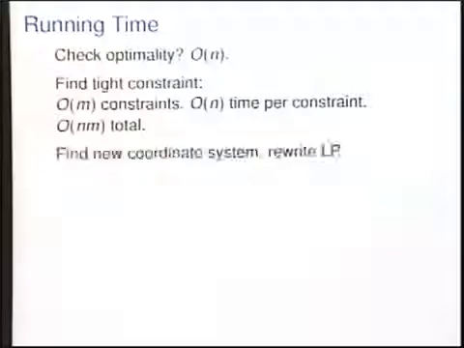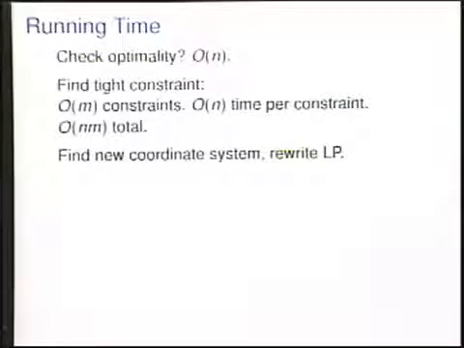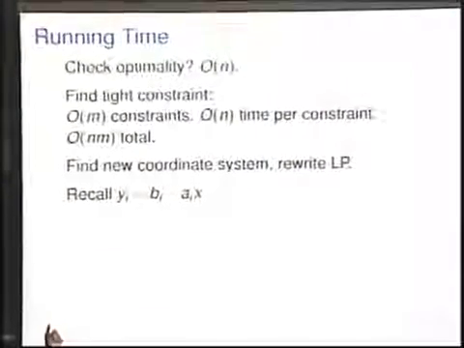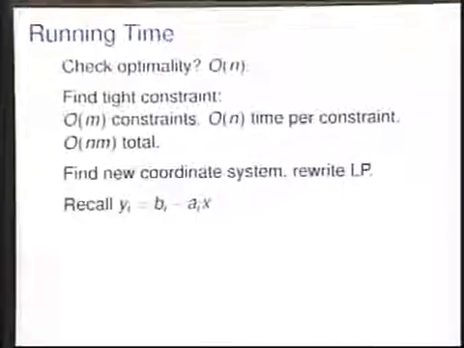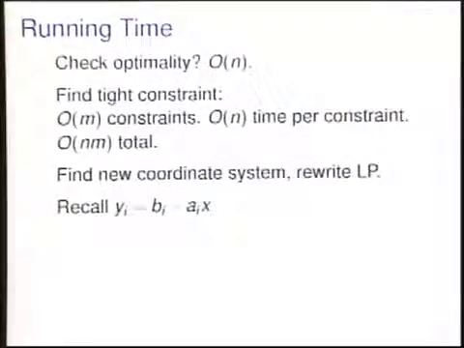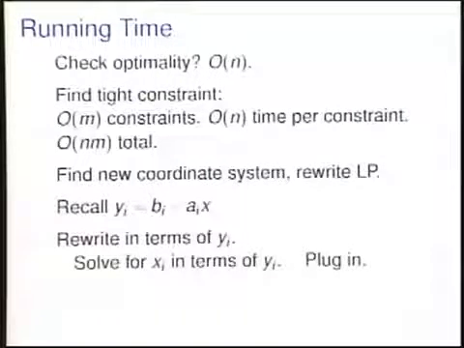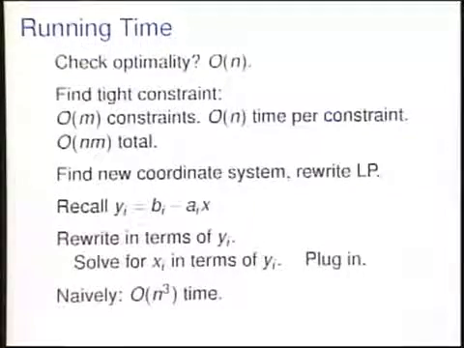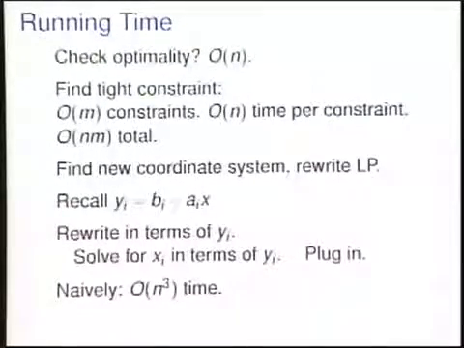Okay. So now finding the new coordinate system. This is the fancy thing, right? Figuring out the yi's is easy. The yi is equal to bi minus aix. So that's easy to write. But now you need to rewrite the LP in terms of the yi's, which means you have to solve these equations for the x's in terms of the yi's, and that you can do with Gaussian elimination. So this is just solving a system of equations. You did it in grade school. It's the same algorithm. Okay?